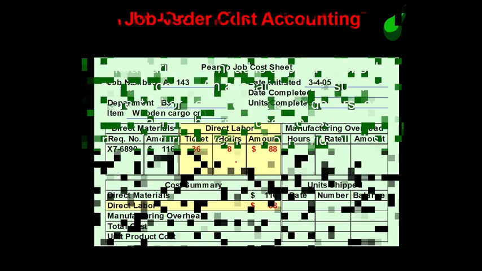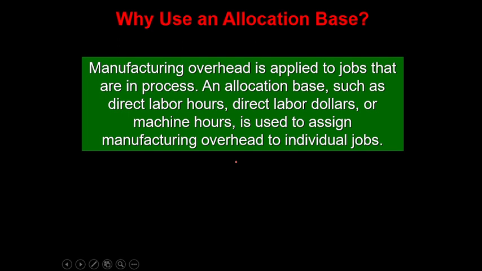Ayan. Anyway, let's continue. So for factory overhead, why do we need to use an allocation base? Sabi kasi, manufacturing overhead is applied. They are not traced, they are applied to jobs that are in process. An allocation base such as direct labor hours, or direct labor in dollars or machine hours is used to assign. Ayan. That's why they are also known as assigned cost. To assign manufacturing overhead to individual jobs. Ayan. So, gagamit na ngayon tayo dito ng predetermined overhead rate.